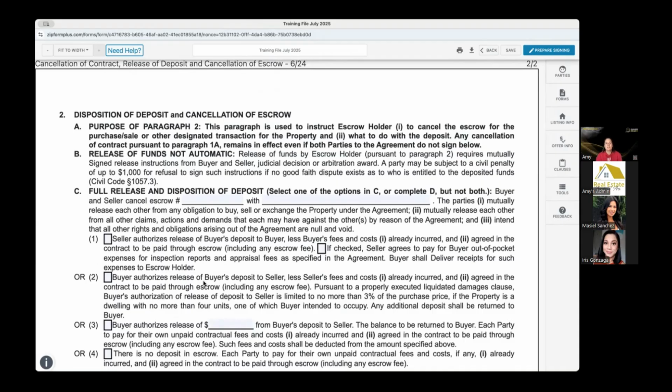Any cancellation of contract pursuant to paragraph 1A remains in effect even if both parties to the agreement do not sign below. So we can still cancel the contract even if they don't agree.